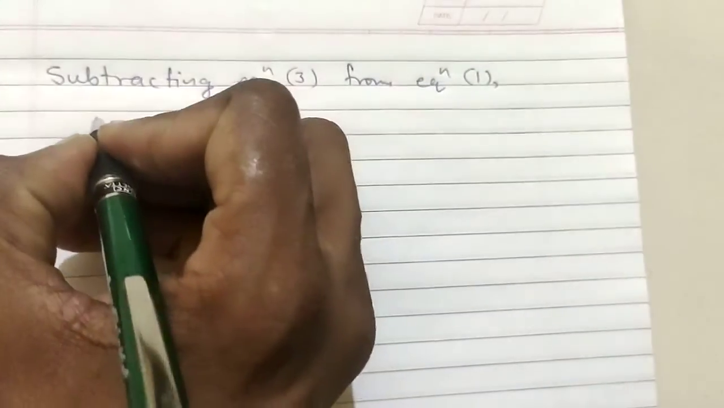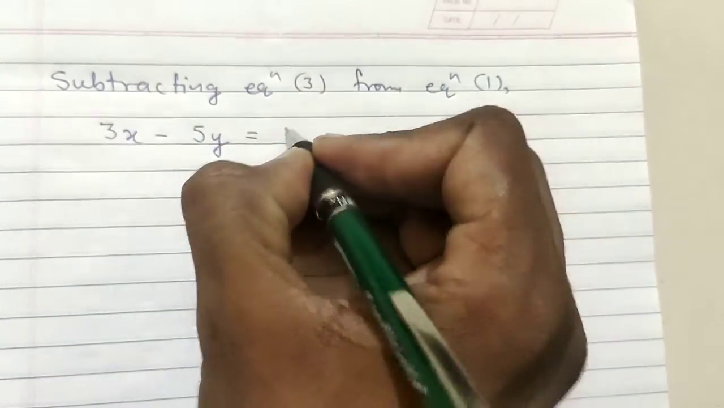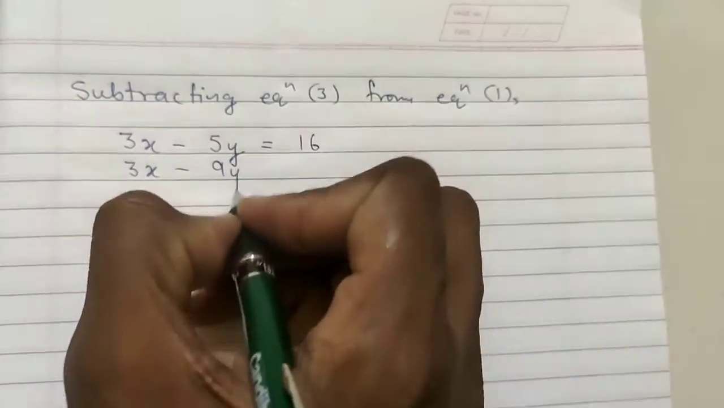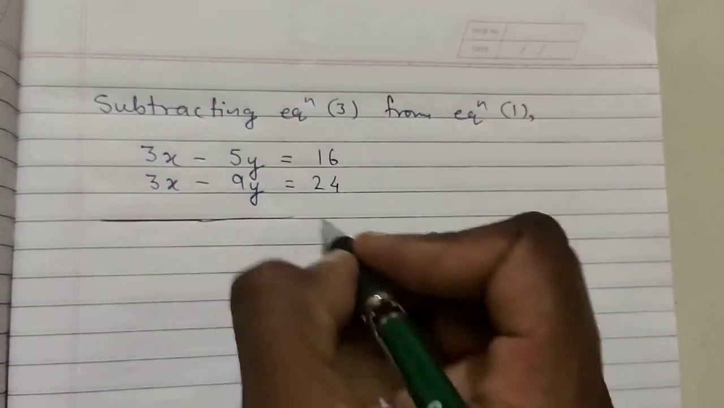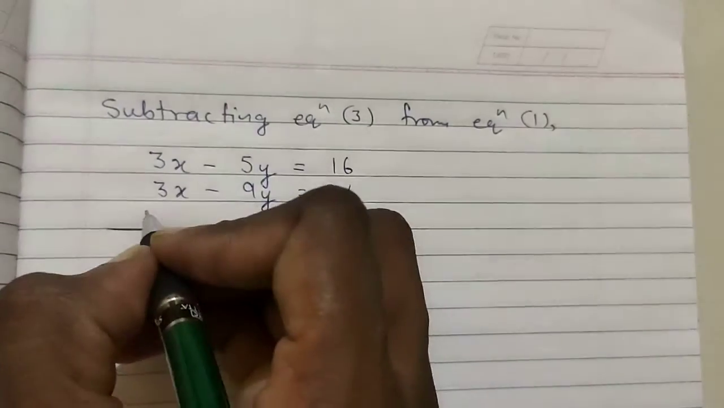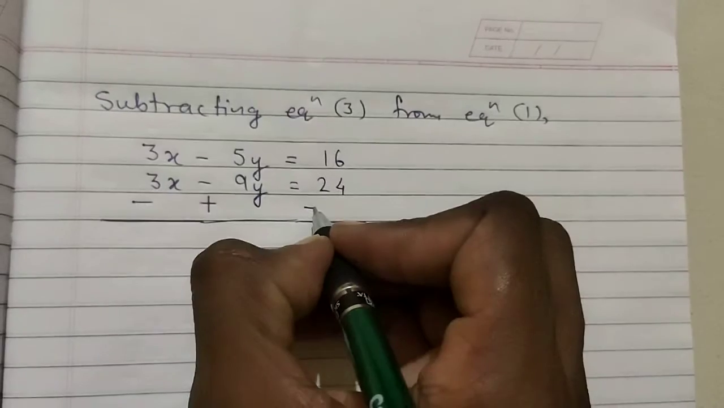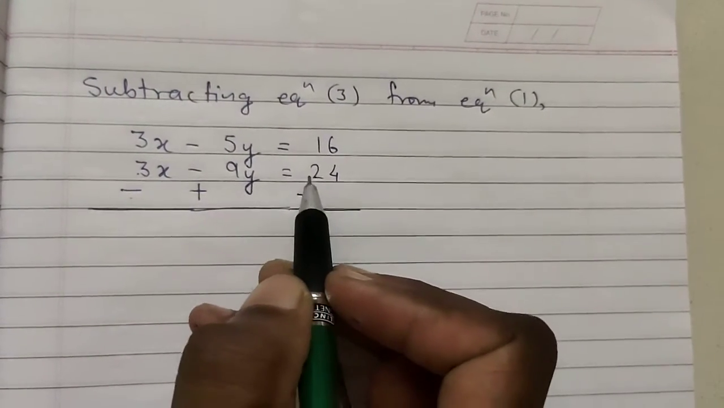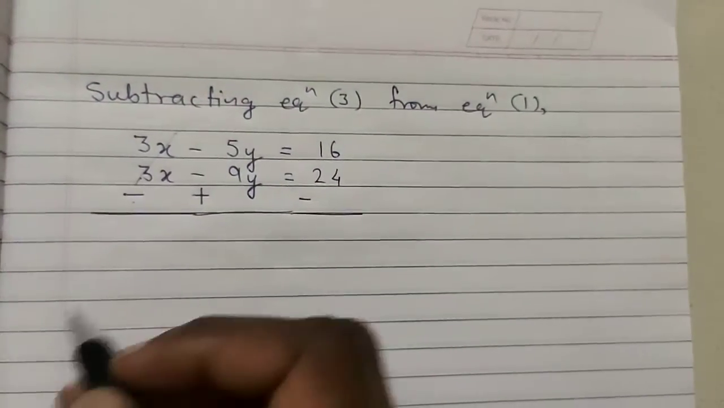So your first equation was 3x minus 5y is equal to 16. Now you will write your third equation, that is 3x minus 9y equals to 24. Now you want to subtract, so remember whenever you are subtracting you have to change the sign, so it becomes minus, this becomes plus, and this becomes minus. Okay, positive sign becomes negative, negative becomes positive, and here positive becomes negative. Now 3x minus 3x get cancelled.